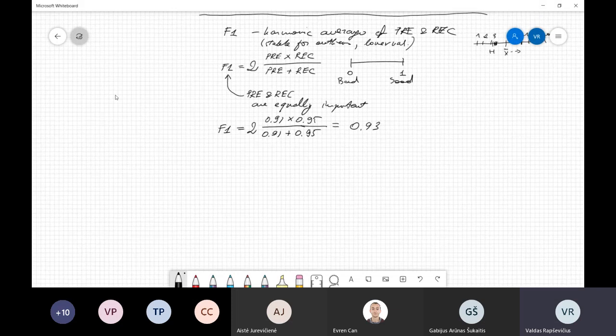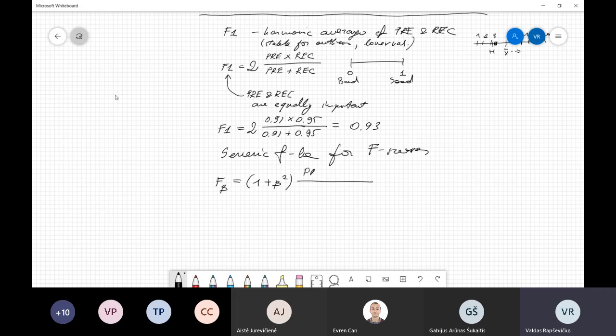And for the harmonic mean, there is a generic formula for the not so equally balanced F scores. The generic formula for F scores is constructed this way: we have F beta, and beta is the balance between the two, equals 1 plus beta squared, times precision times recall, divided by beta squared times precision plus recall.